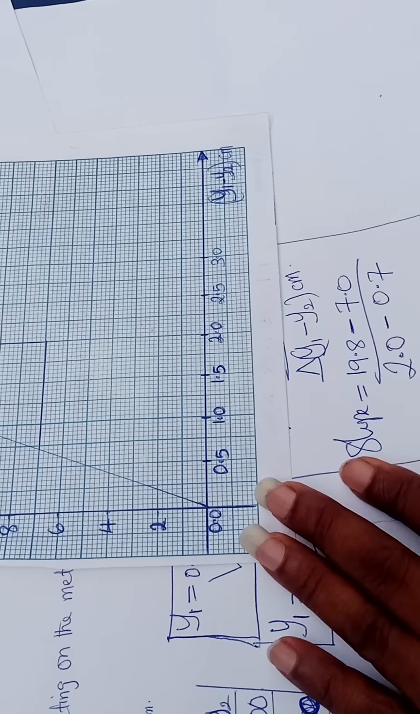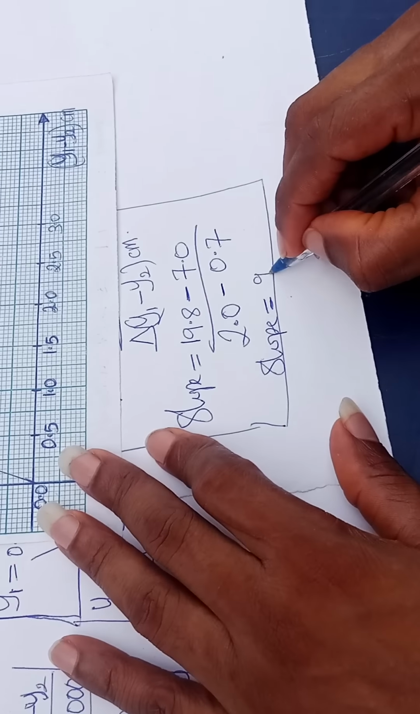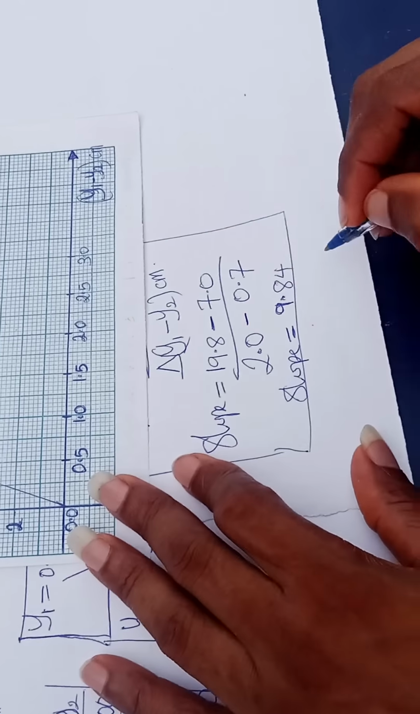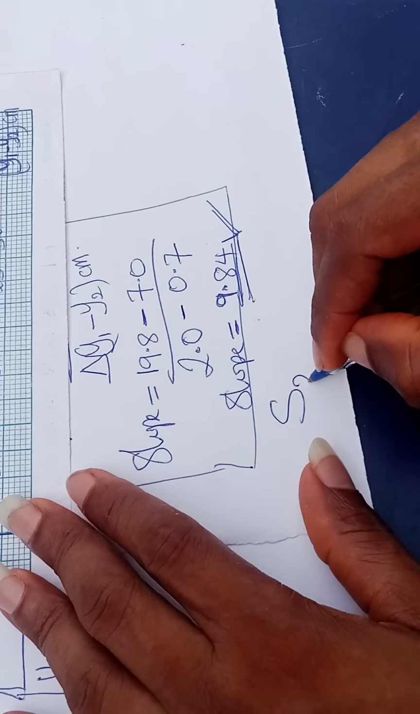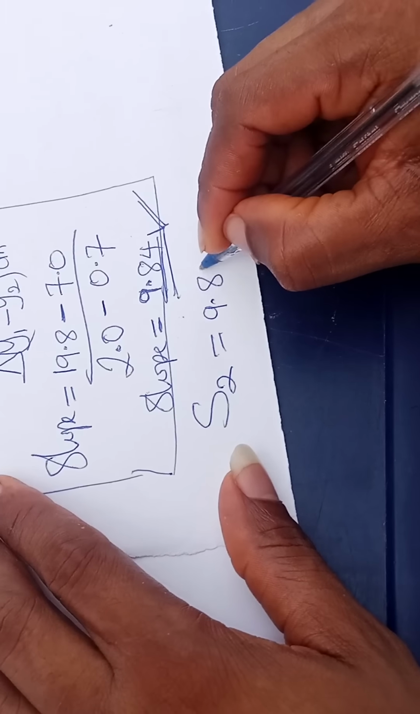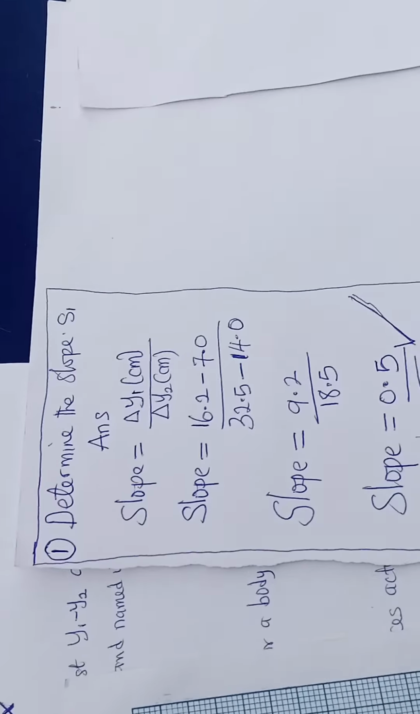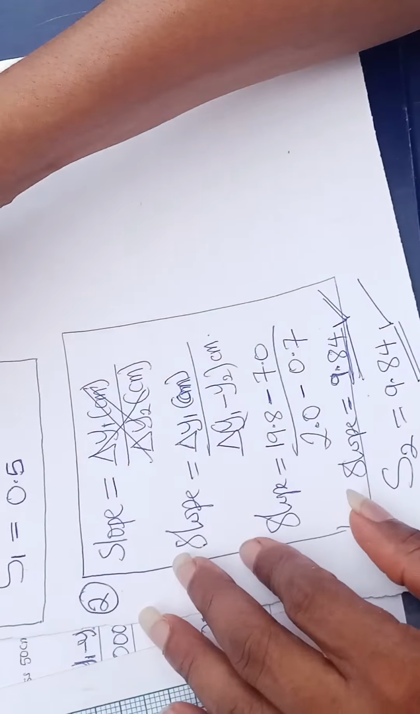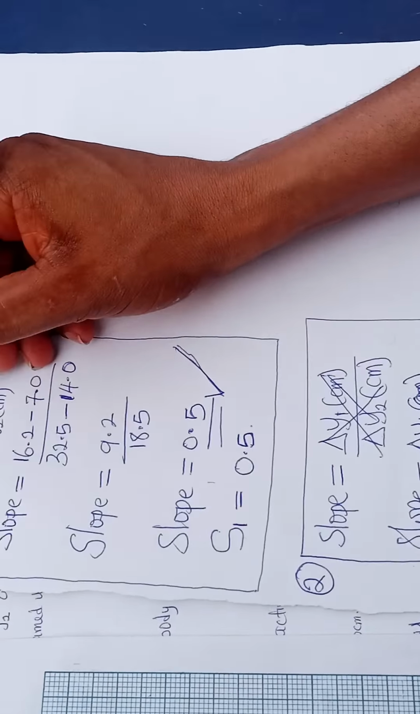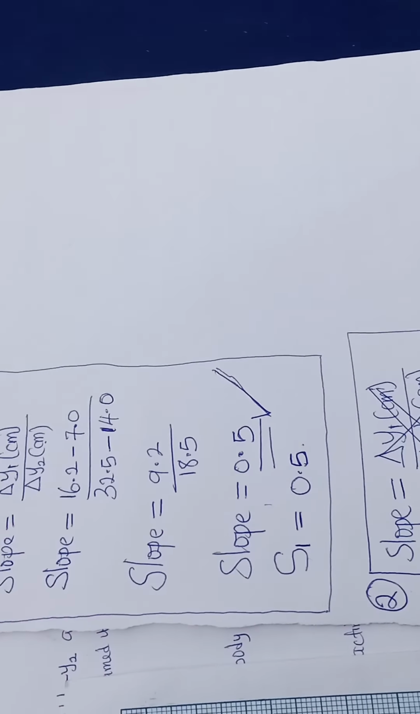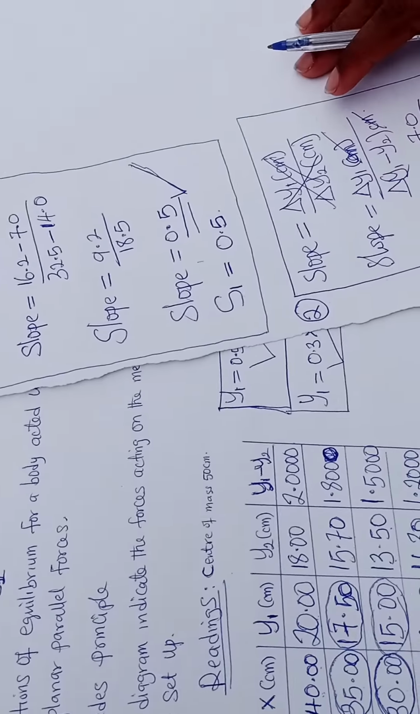So finally, the slope here is now equal to 9.84. No unit. It means that my x2 is 9.84, no unit. My x1 has no unit also. There is no unit for x1 and no unit for x2, because this centimeter will cancel this centimeter, and this centimeter will also cancel this centimeter. So we are done with that.